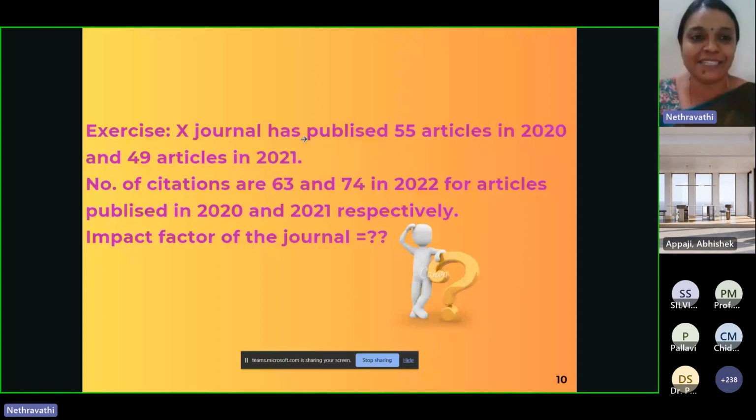So I have an exercise for all of you. Please go ahead and calculate the impact factor for some X journal. I've taken some random numbers, whatever came to my mind, just as an exercise. We teachers always, if we give one numerical, follow it with a couple of numericals which students have to solve. So think like that, solve it, and please put it in the chat.